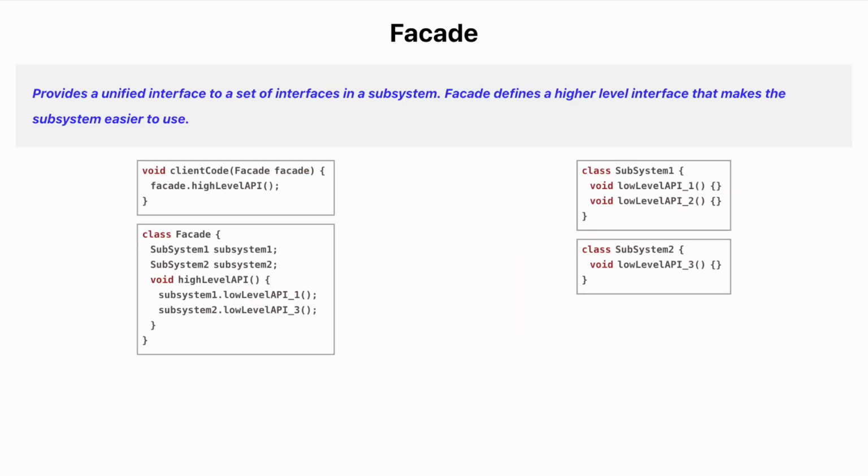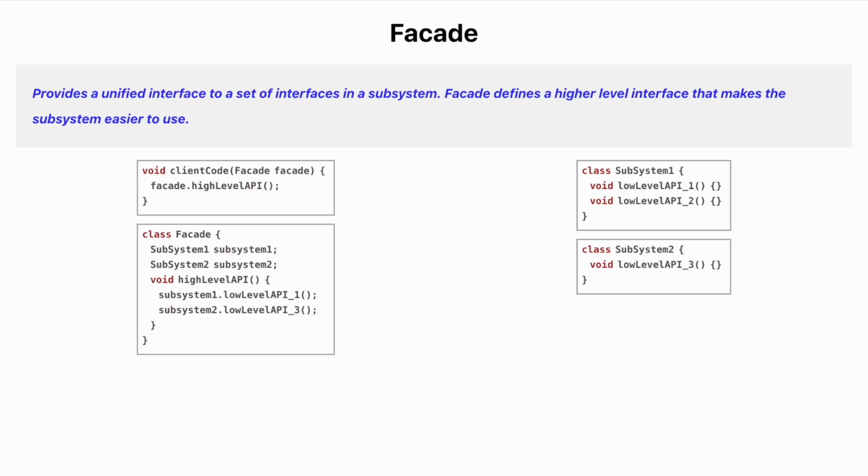Facade provides a unified interface to a set of interfaces in a subsystem. Facade defines a higher level interface that makes the subsystem easier to use. Some clients may know how to use the system with its low level APIs, but some clients do not know it. So Facade creates a high level API for those clients for easy usage in addition to the low level API.